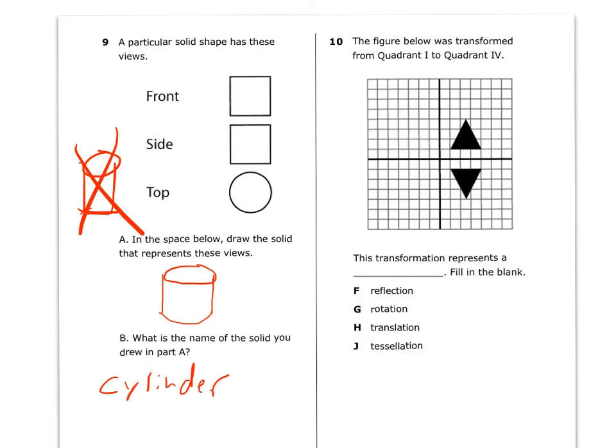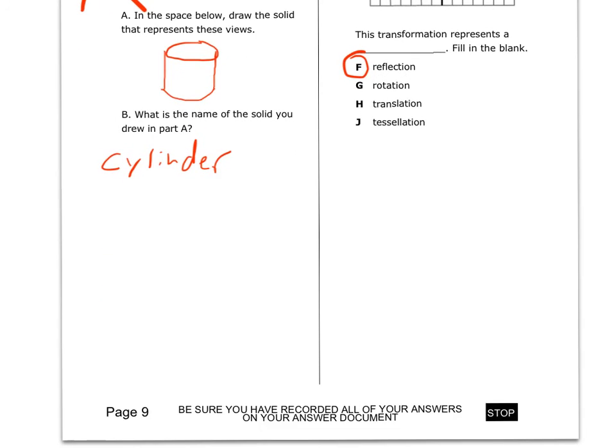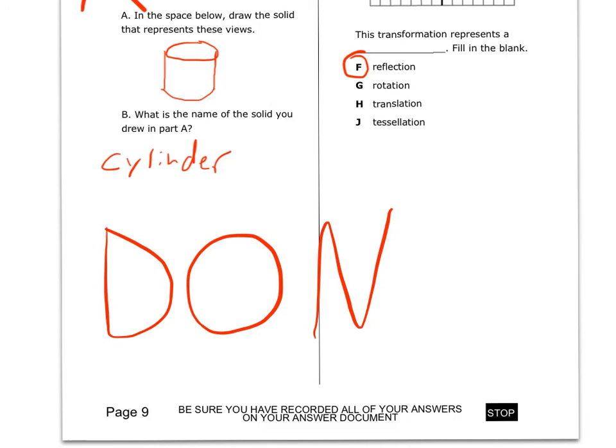Finally, number 10, easiest question on the test. Figure was transformed from quadrant 1 to quadrant 2. What kind of transformation was that? What's the test solution? Done.